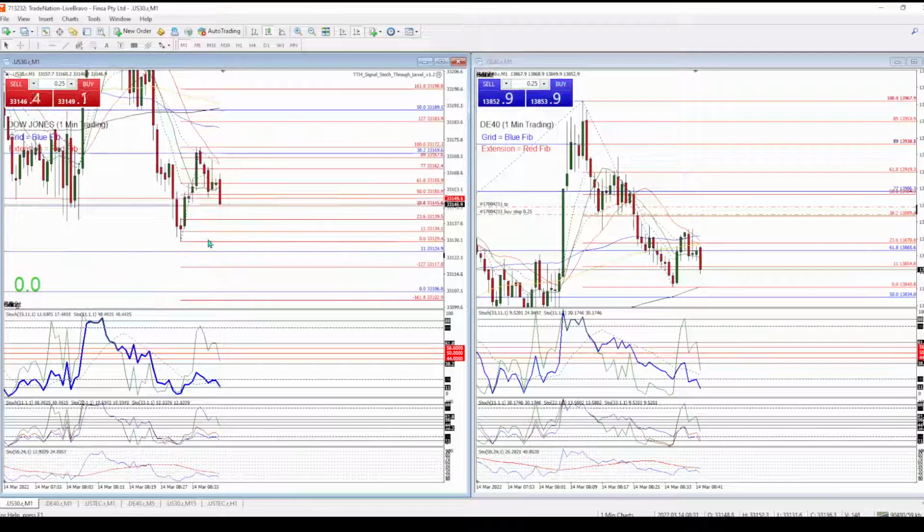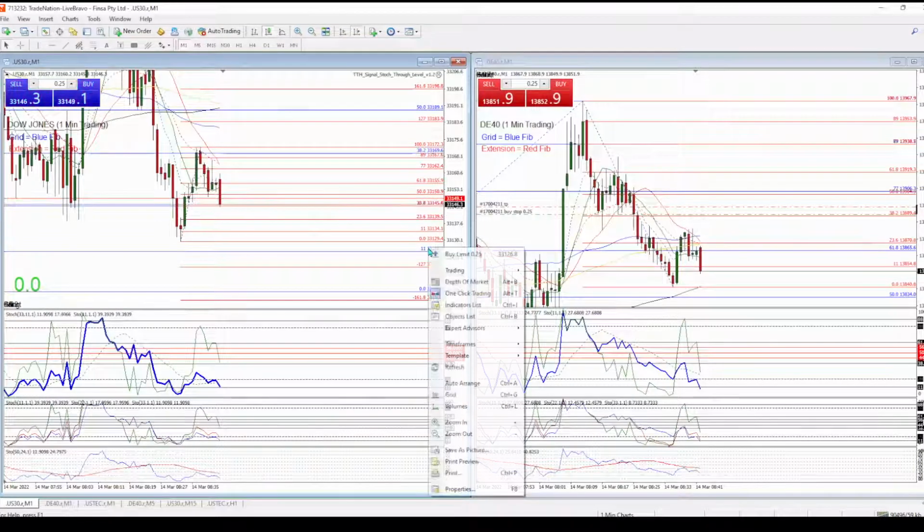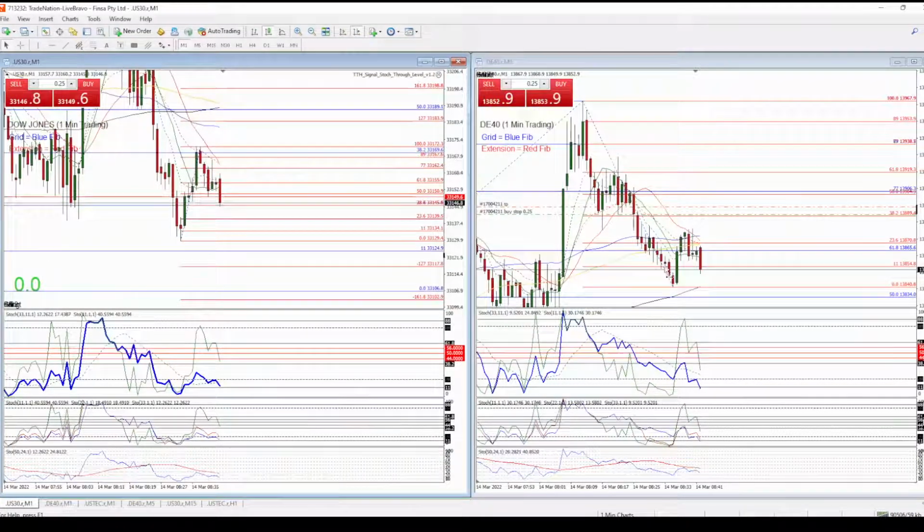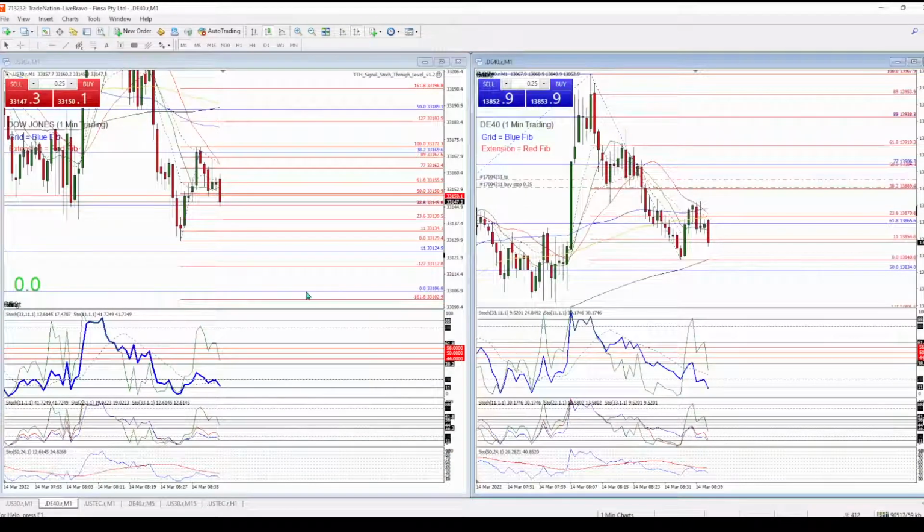Our 5-minute trend is still down. I won't put a sell stop below this low because that is too close to this 11% retracement of the move. DAX 5-minute trend is still up.